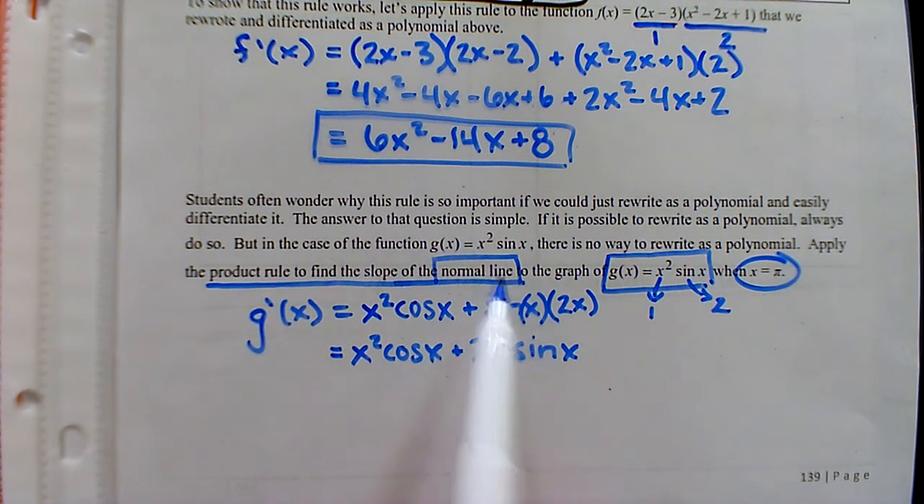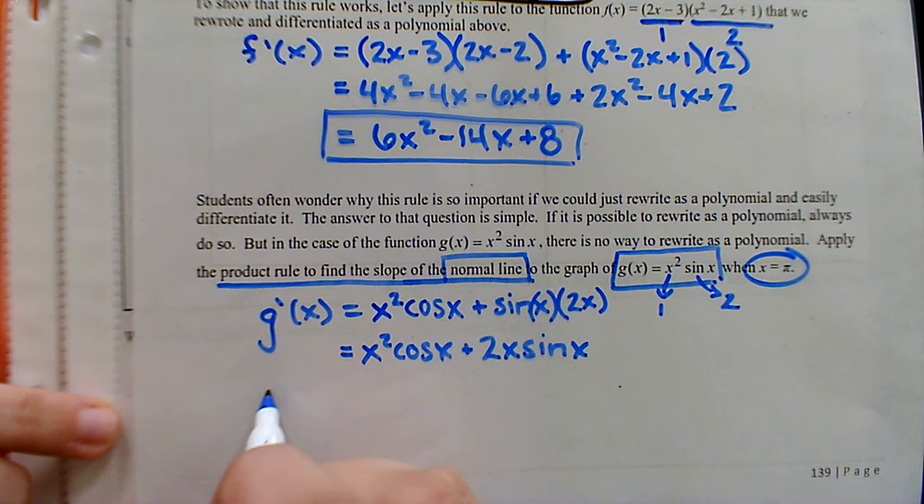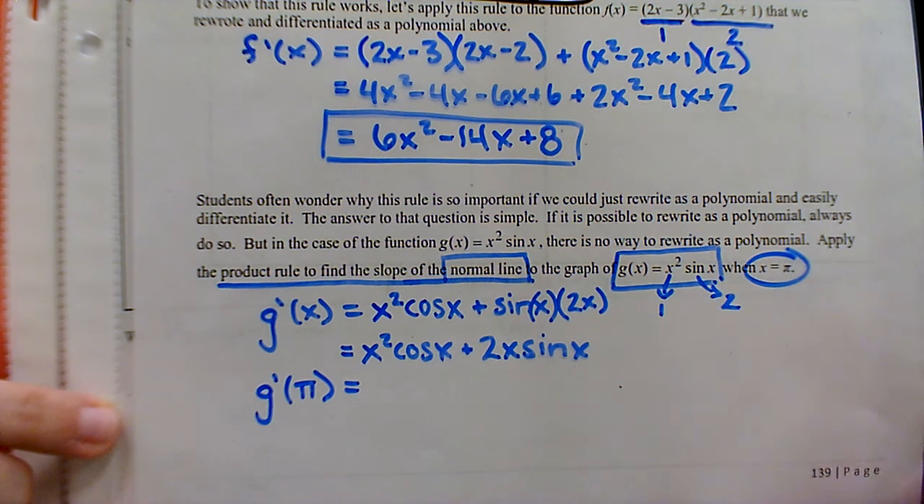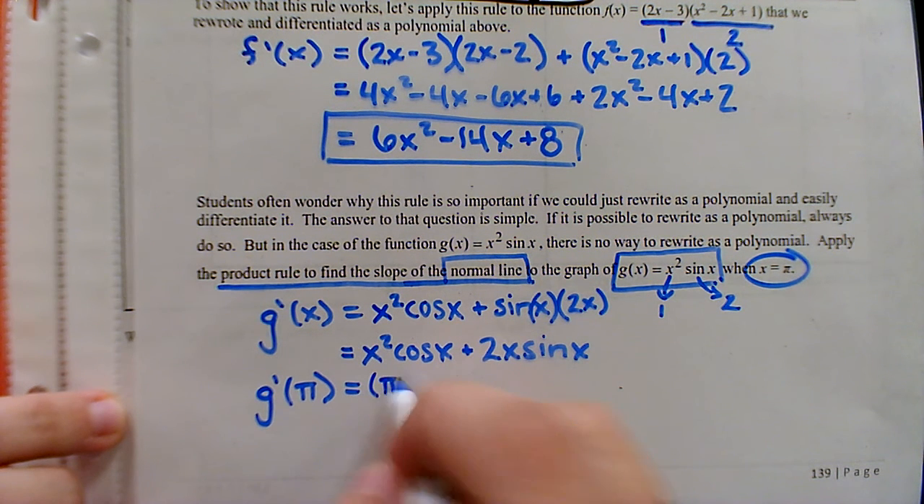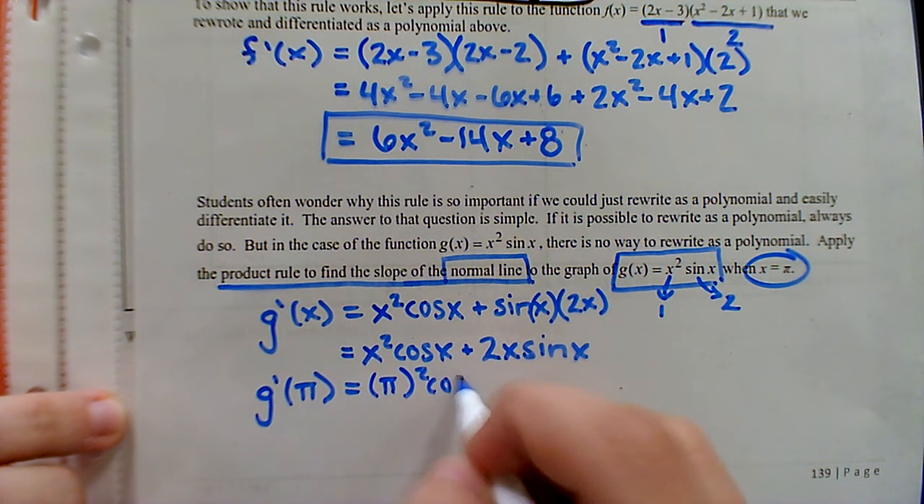How might we use that to help us figure out the slope of the normal line? What's our connection between tangent and normal? They're perpendicular. So let's go ahead and figure out what the slope of the tangent line is at this spot of pi, and then we'll use that perpendicular slope to help us write the normal slope. So we're going to plug in pi into all of these x's.